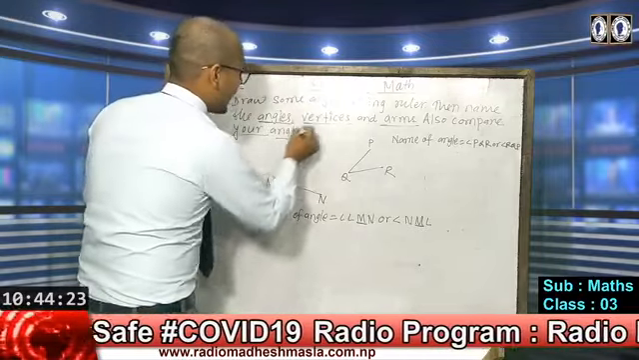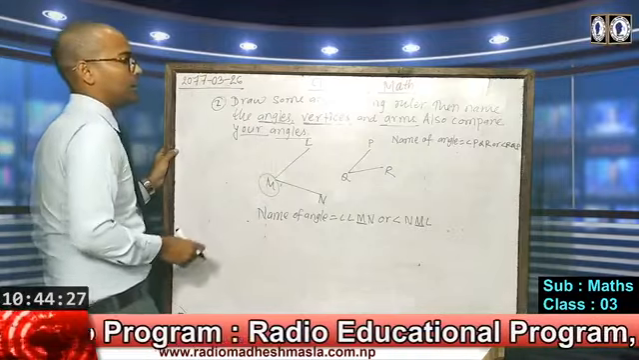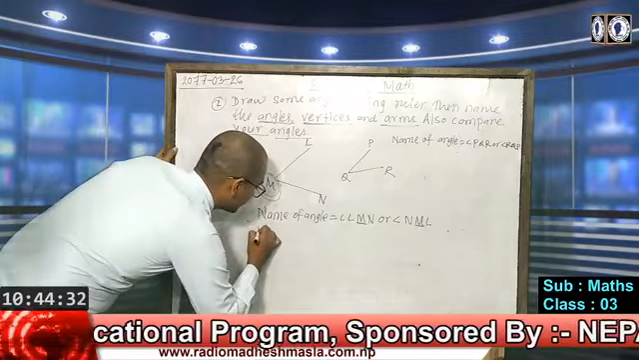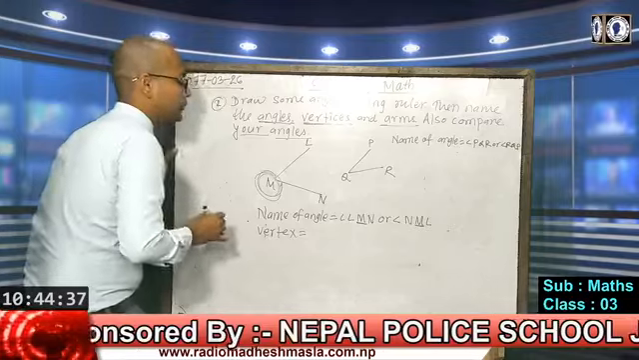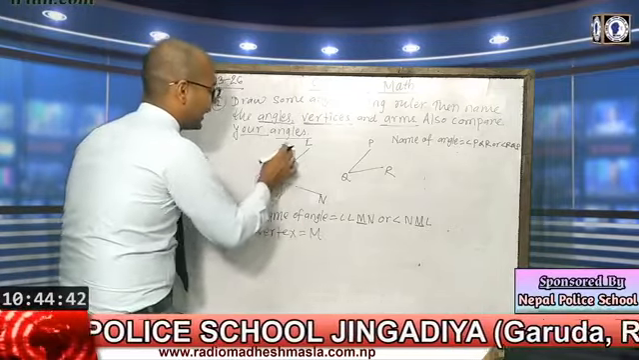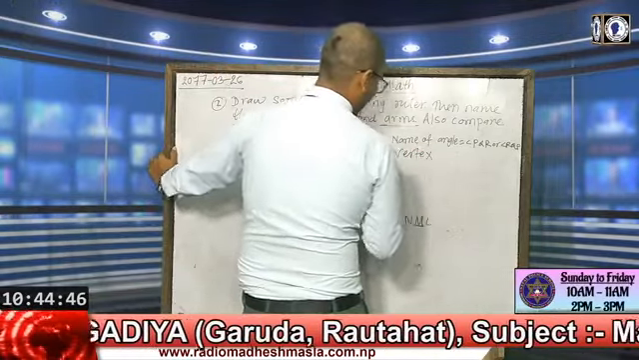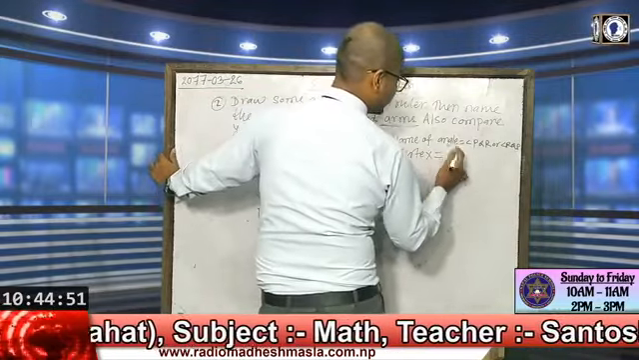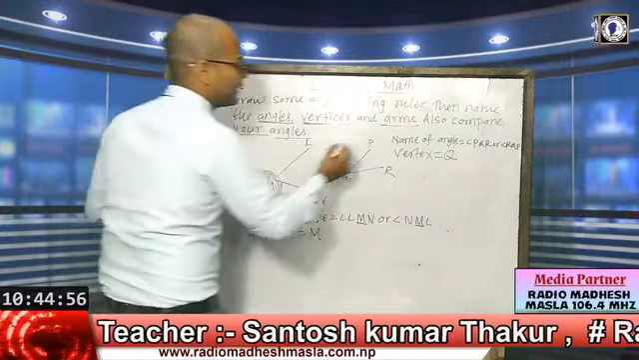Then we have given the name of vertices. Vertices is the plural form of vertex, so now we are going to write one vertex. Vertex is equal to what? What is the joining point? That is M. So M is the vertex in angle LMN. In the same way, the vertex of angle PQR is Q, because Q is lying at the joining point.